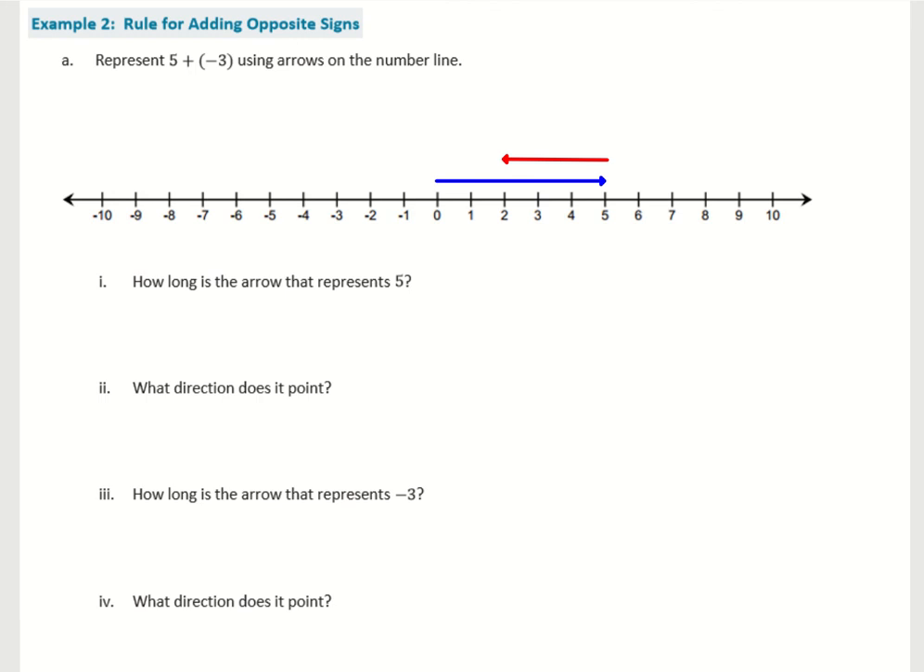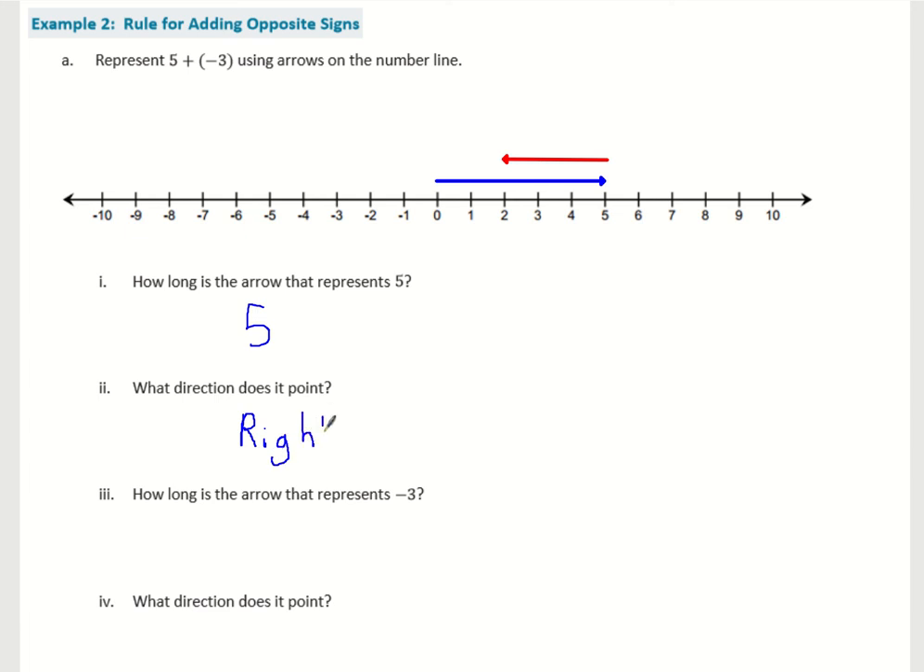And then, similar to the questions that they asked us in example 1, it's going to ask us, hey, how long is our arrow that represents 5? Well, I kind of see what they're going to start going towards right now. So it's going to be 5 long. And I remember that's also the absolute value of 5. I have to remember that in my brain. Then it says, well, what direction does it point? Well, representing 5, it's representing a positive number. It's pointing to the right.